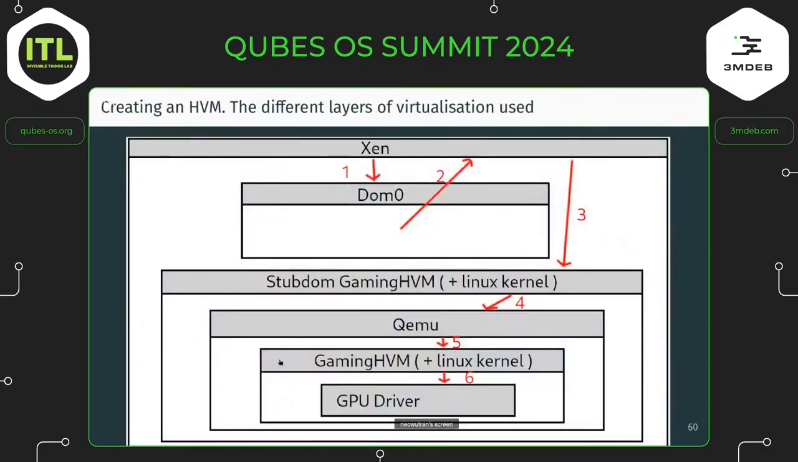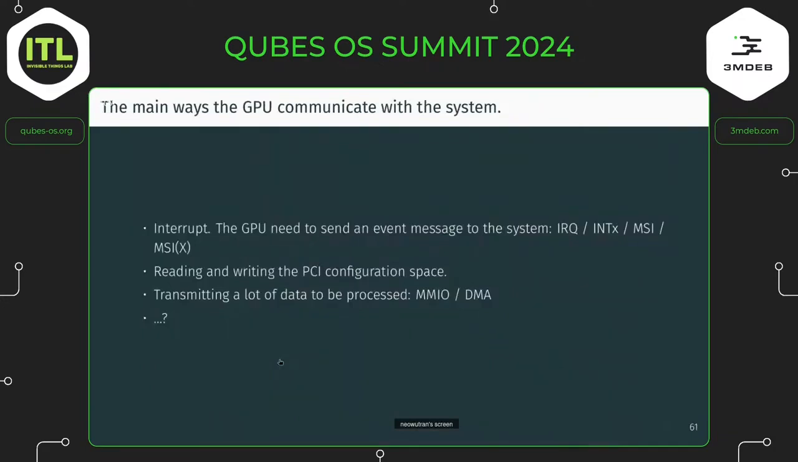So this is the process to create the gaming HVM as I understand it. Xen created DOM0. From DOM0, we ask Xen to create the gaming HVM. It creates a subdomain virtual machine with a QEMU inside, and QEMU creates the gaming HVM. There are many ways to communicate with a graphical card. For this bug, we will only be interested in reading and writing the PCI configuration space.